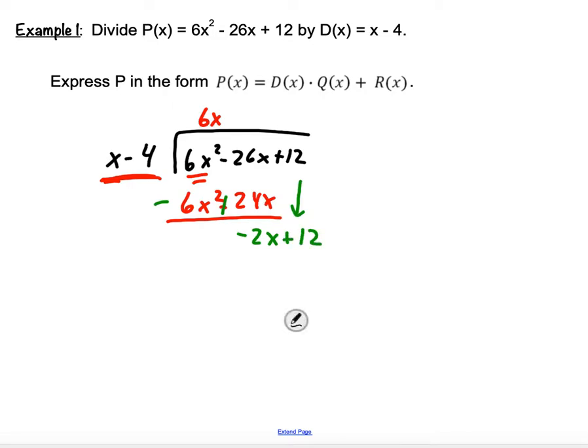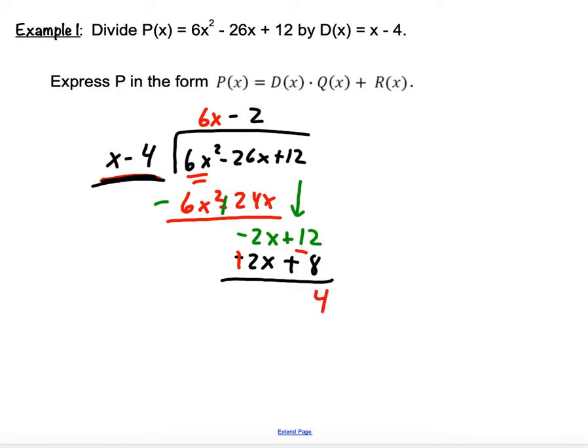I have to think, x times what gives me a negative 2x, and that'd be a negative 2. And then I'm going to distribute negative 2 through the x minus 4, by each of those terms. So negative 2 times x is a negative 2x. And a negative 2 times a minus 4 is a plus 8. Change those signs and add them together. So negative 2x plus 2x is gone. 12 plus a negative 8 is 4.